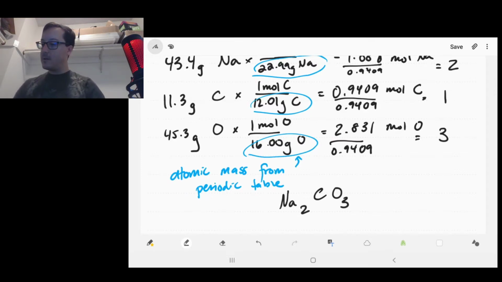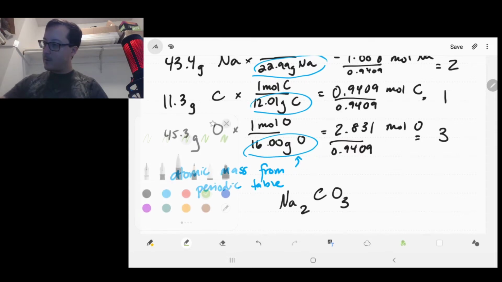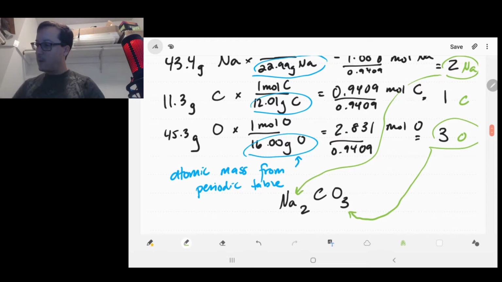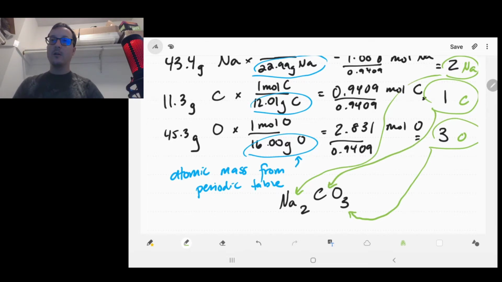So these numbers, again, we have 2 for sodium, 1 for carbon, 3 for oxygen. And those numbers go down here as subscripts. That's what all these mean. If I don't put a subscript, that just means 1, right? So we're just using what we've calculated to determine the formula of the compound. And it works. So, hopefully so far so good.